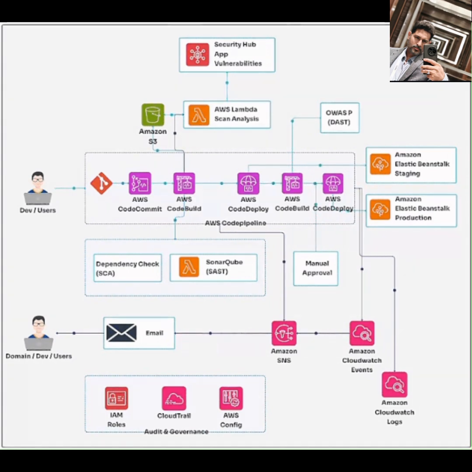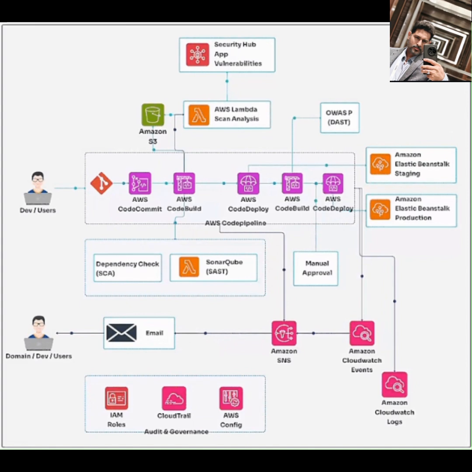In this diagram, the first deployment target is Amazon Elastic Beanstalk staging. AWS CodeDeploy is the service used to handle the deployment itself. It knows how to take your built application and put it onto the Elastic Beanstalk environment. Elastic Beanstalk is a managed service that makes deploying and running web apps relatively easy. You just give it your code, and it handles provisioning servers, load balancing, scaling, etc. The staging environment is crucial for testing before going live.